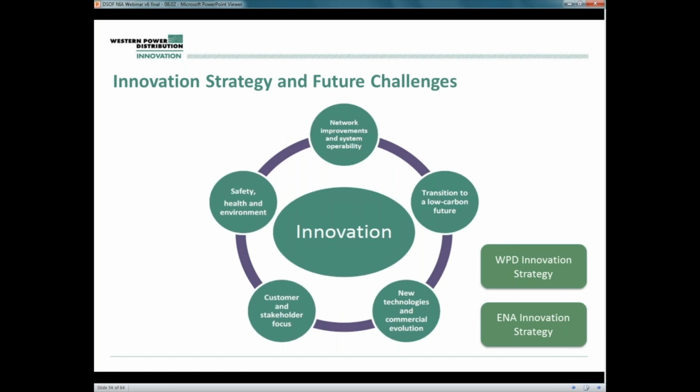So briefly touch on our overarching themes. As well as our own innovation strategy that looks at our three core themes and areas and prioritizes our focus, there's also the wider ENA electricity innovation strategy. And on the screen are the 5 themes for the challenges: network improvements and system operability, transition to a low carbon future, new technologies and commercial evolution, customer and stakeholder focus, safety, health and environment. And much like our assets, operations and customers, there's much overlap between these 5 themes. And when we share the slides, the 2 links will be able to take you straight to those documents if you want any more information.